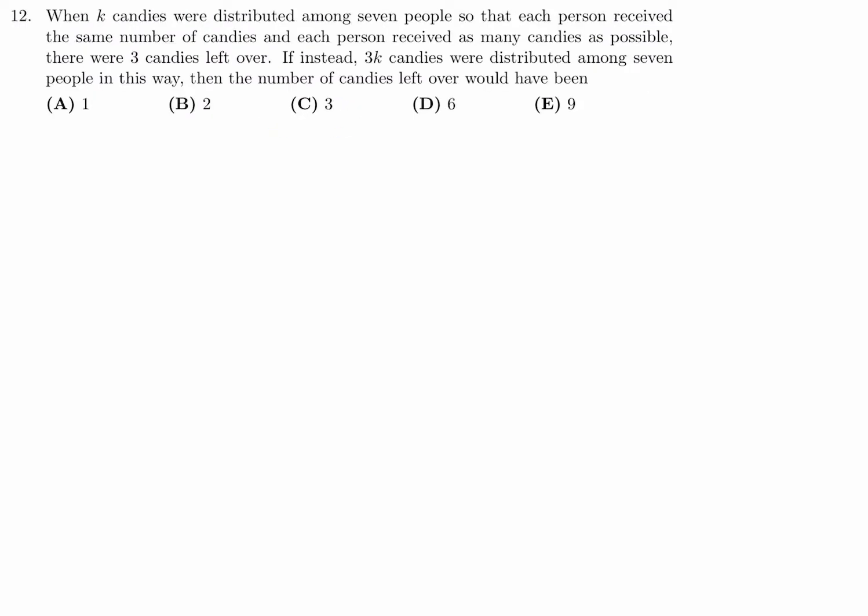When K candies were distributed among 7 people so that each person received the same number of candies and each person received as many candies as possible, there were 3 candies left over. If instead 3K candies were distributed among 7 people in this way, then the number of candies left over would have been. So as always, I would like to use a number, just makes it much less abstract.